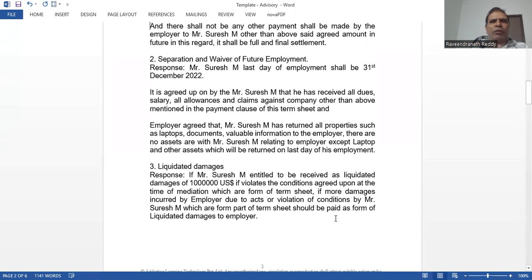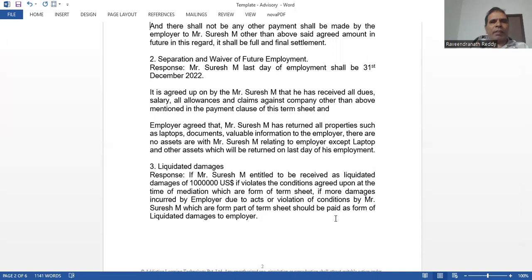separation and waiver of future employment. Response: Mr. Suresh M.'s last day of employment shall be 31st December 22. It is agreed upon by Mr. Suresh M. that he has received all dues, because while drafting this clause, we have to consider certain important terms. That is, it is agreed that he has received all dues and salary, because he should not claim again that we have not paid, that he has not received whatever he was entitled to receive. So he said that we have received everything.